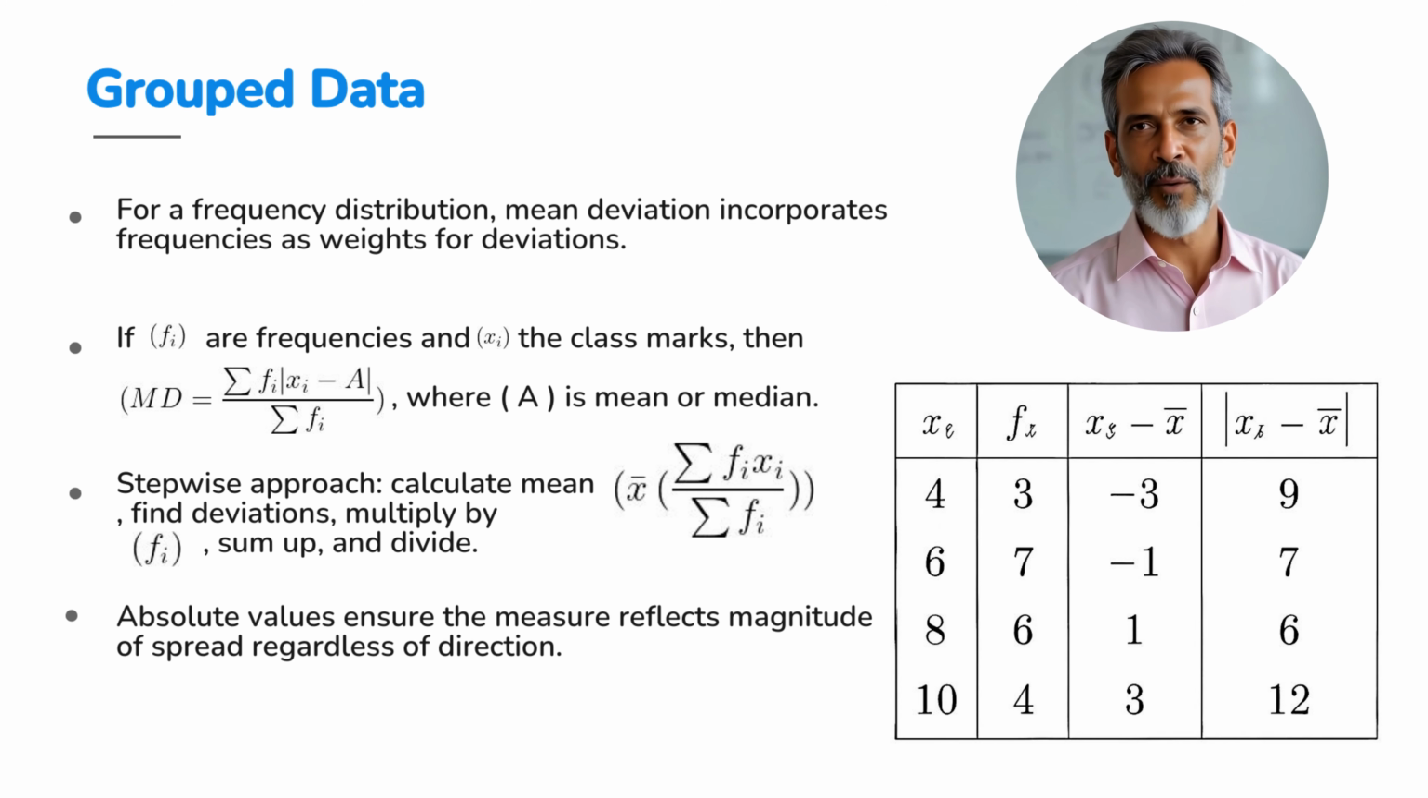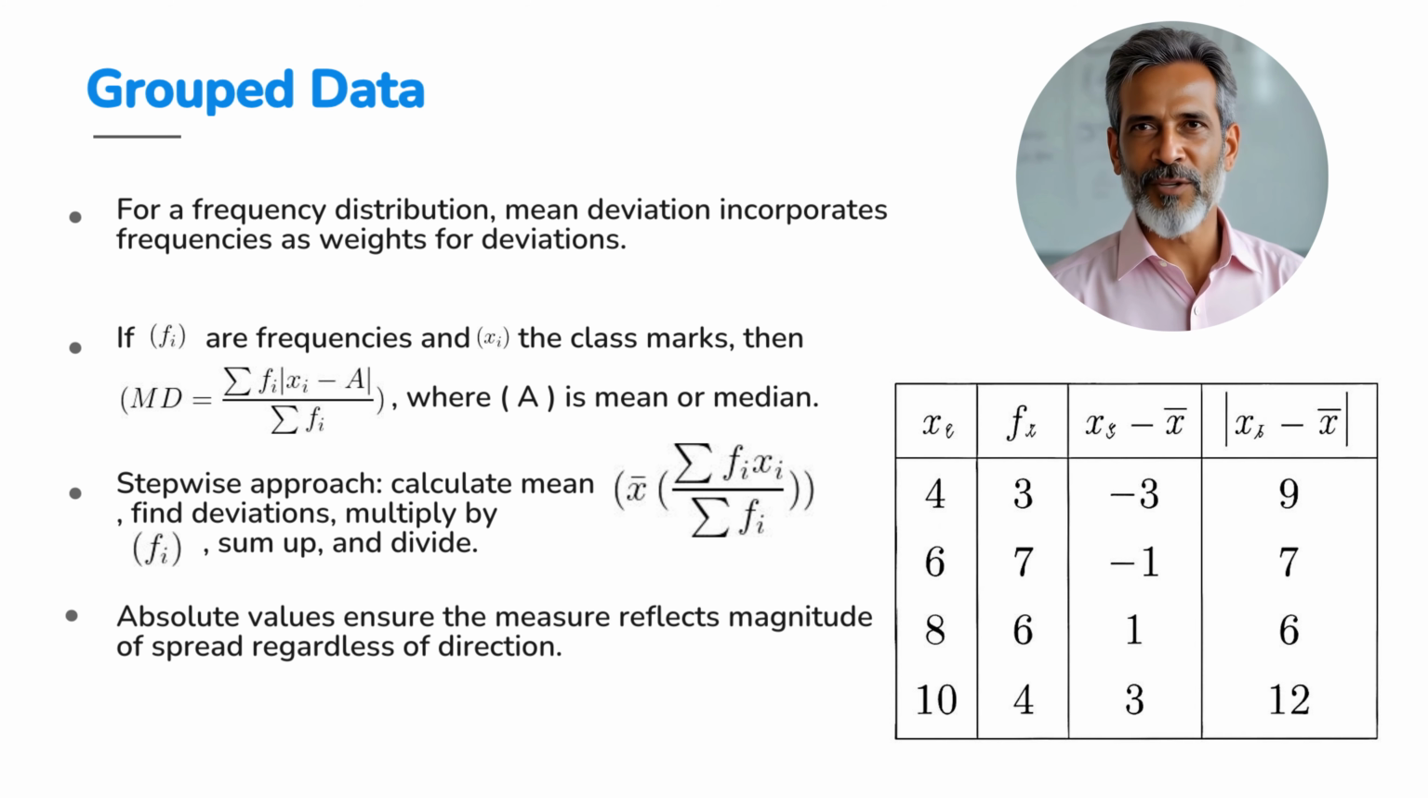Up next, how do we handle mean deviation when the data is grouped, like marks grouped in class intervals with frequencies? For frequency distributions, the mean deviation weighs the deviations by how often each value occurs. That is, by frequencies. The formula becomes mean deviation equals the sum over i of the frequency f sub i multiplied by the absolute value of x sub i minus a, divided by the sum of all frequencies. Here, x sub i is typically the class mark or midpoint of a class interval, and a is the central value, either the mean or the median.